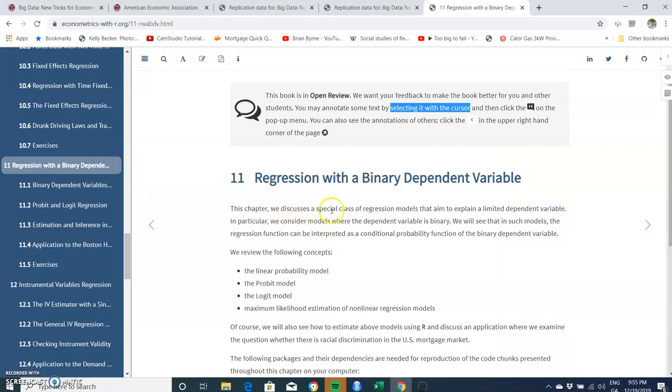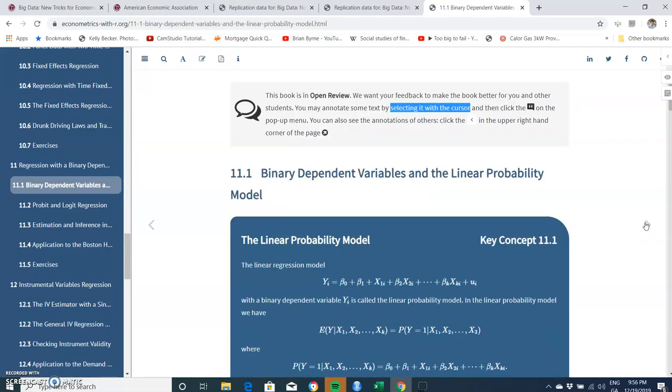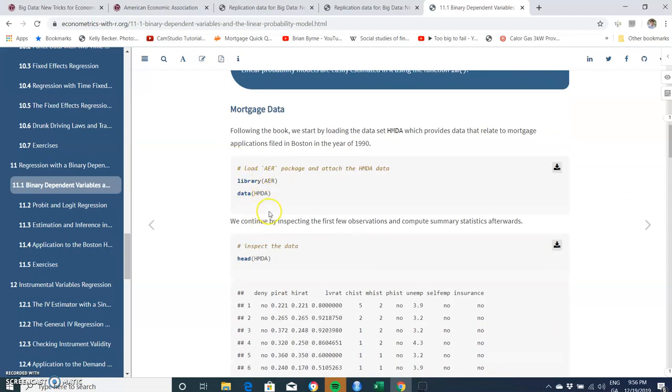This chapter we discuss simple regression models that aim to explain a limited dependent variable. In particular, we consider models where the dependent variable is binary, and we will see that in such models the regression function can be interpreted as a conditional probability function of the binary variable. Okay, now I took snippets of code from this. They address the same issue here. In fact, the HMDA data, right? So that's actually convenient, but they used a slightly different data set.